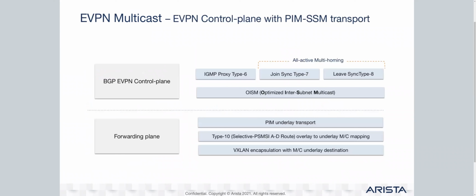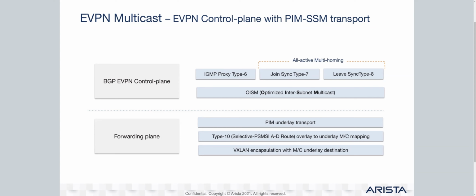Next slide. So focusing on the forwarding plane, and just before I hand over to Mitch, and we'll go through this in all the detail, you'll see the route types. So in the forwarding plane, obviously relying on a PIM underlay transport. And here you'll see mention of the very important type 10 route. Now, for those from the NG and EVPN world, it's a similar concept. So here this route provides the overlay to underlay multicast mapping functionality.